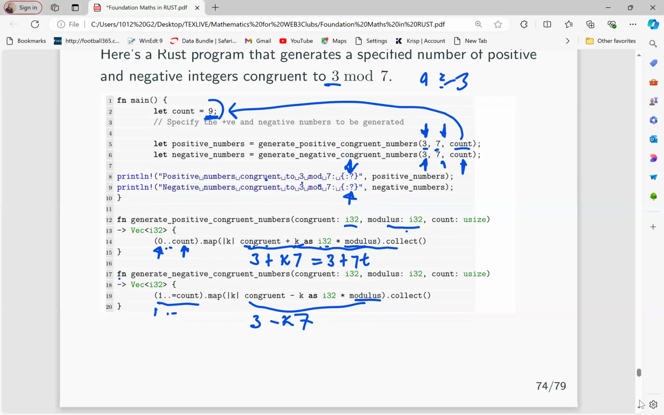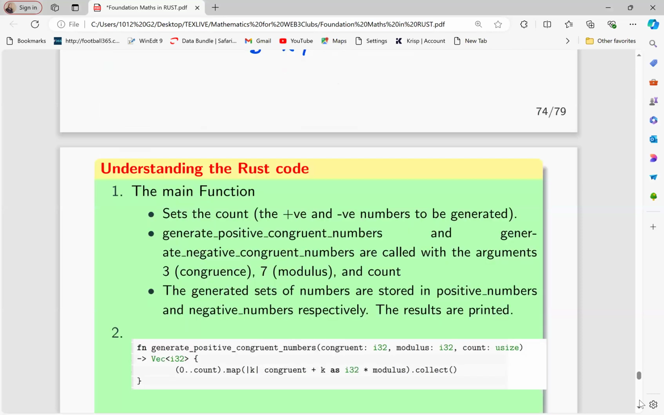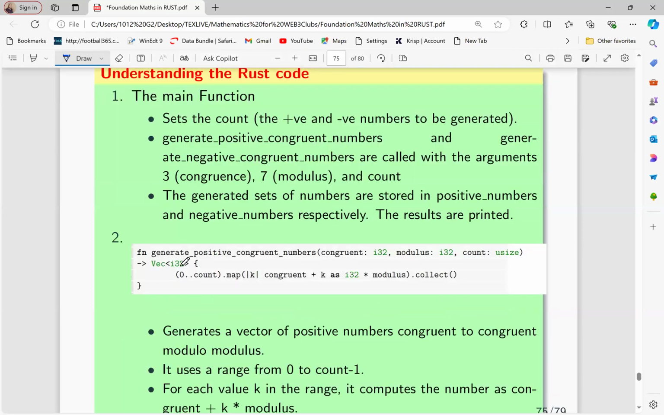Now, I already explained the code. So these are the notes. You just go through it. The main function sets the count, how many positive numbers you want and how many negative numbers you want generated. Then it generates the numbers. The positive ones will be stored as positive numbers and the negative will be stored as negative numbers.